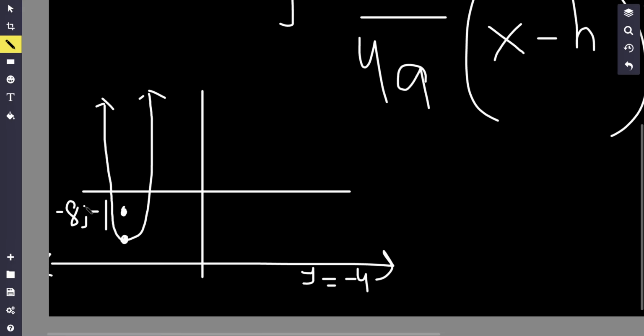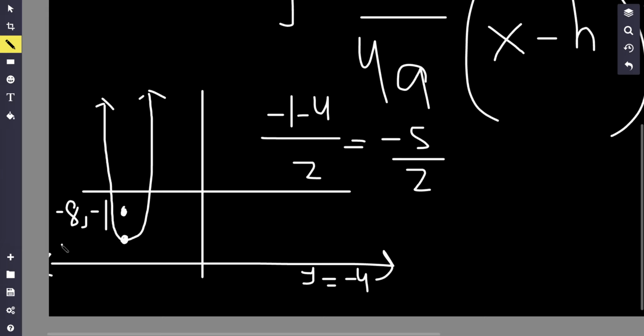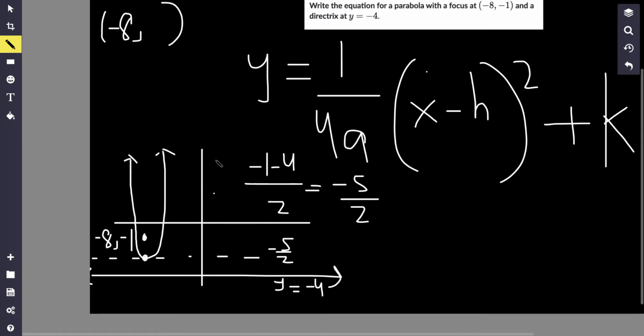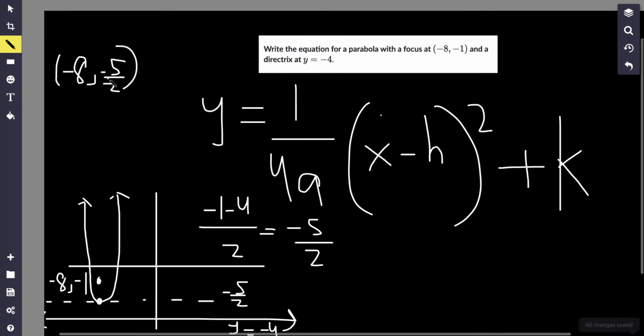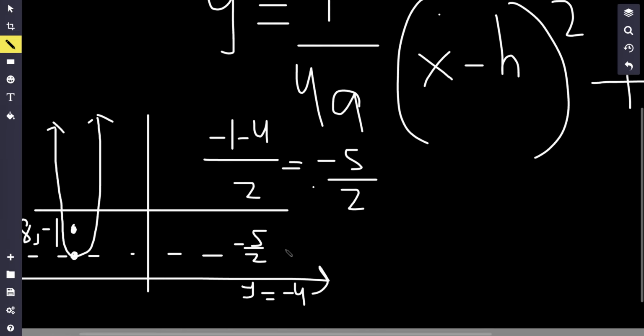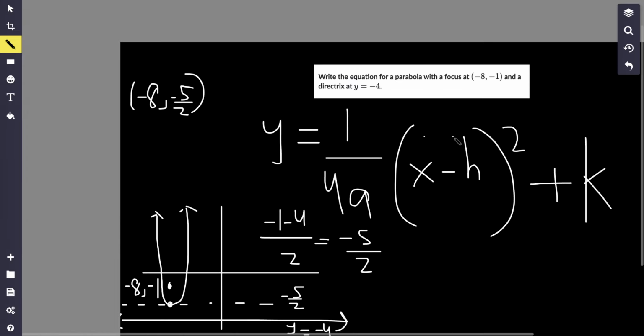And now to find the y value, remember what you do? You take the average between the y value of the focus and the y value of just the equation of the line. So the average of -1 and -4 is -5/2, right? This is going to be the thing in the middle. -5/2 is going to be our y value. And now all we have to do is plug this back into our equation. But before we do that, we have to find what p is equal to.